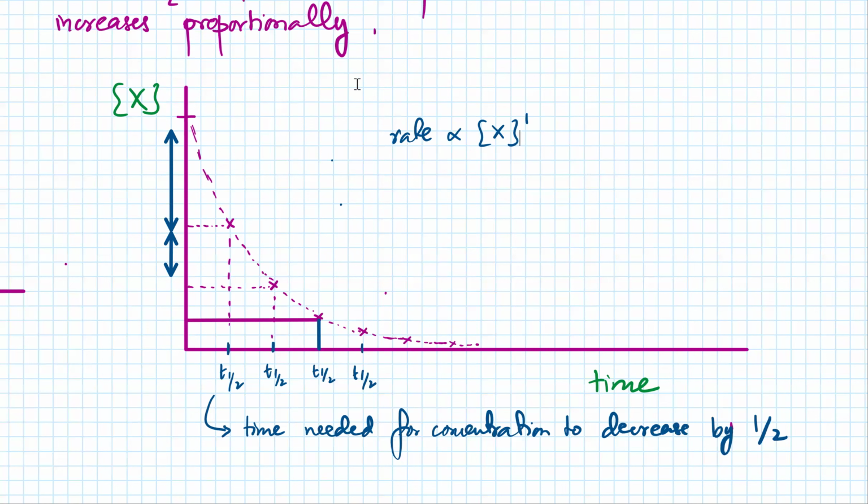Now, the typical graph of a concentration time graph for a first order reaction is going to look like this. It's going to have constant half-life. That every time for the concentration to decrease by another half, it takes exactly the same amount of time. Is this clear?